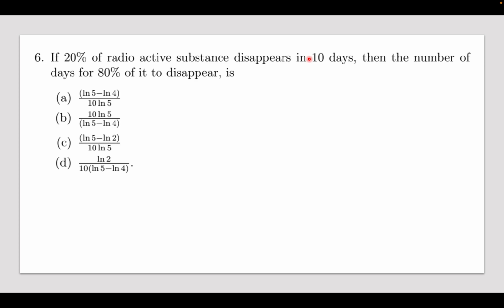Okay, I hope you guys can solve this problem because it's mostly the same as problem number 5, but just for completeness I will go through the solution of this question. Suppose you have some radioactive substance which has some mass m. So you have some mass m of the radioactive substance.